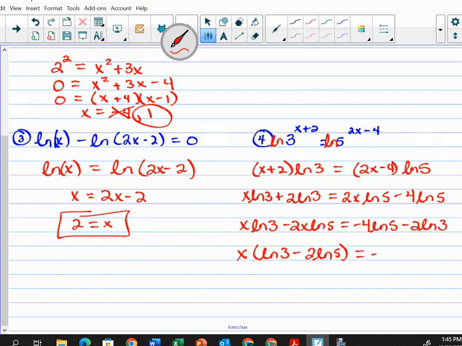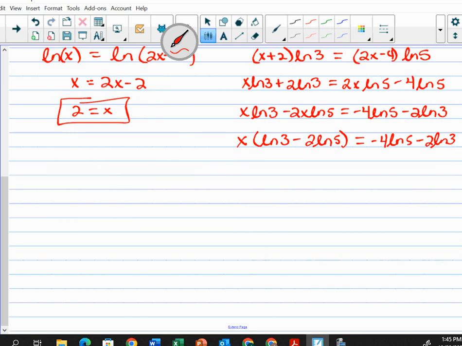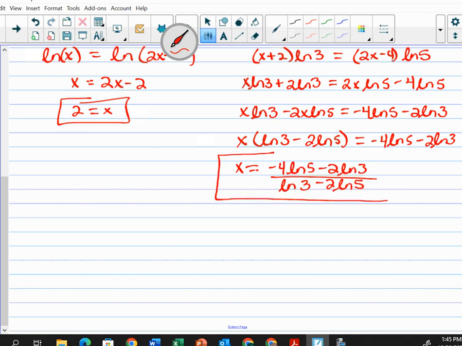And then what will my final step be to get that x by itself? So we will have x equals negative 4 natural log of 5 minus 2 natural log of 3 over natural log of 3 minus 2 natural log of 5. Now guys, if you move things to the other side, you'll have those same numbers, but you'll just have every sign different. That's fine, as long as you have the complete opposite signs, you're good.